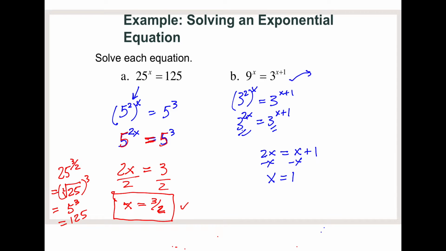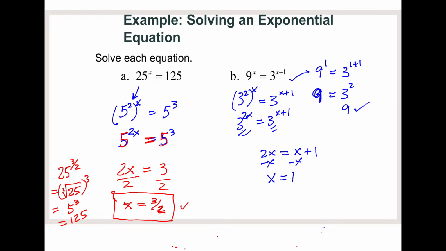And so if we check that, we can see, all right, 9 to the 1 equals 3 to the 1 plus 1. I'm sorry, that's 9 to the 1, not 3 to the 1. I rewrote that wrong. So we have 9 to the 1, that's more like it, equals 3 to the 1 plus 1, so that's 9 on the left-hand side, and 3 squared, which also is 9. So 1 appears to be the correct solution for this exponential equation.